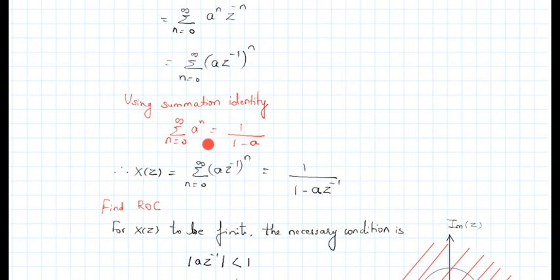So if I apply this identity here, what do I get? I get 1 upon 1 minus a. So what is my a term here? A is a z raised to minus 1. So what do I get? 1 upon 1 minus a z raised to minus 1. My a term here is a z raised to minus 1.